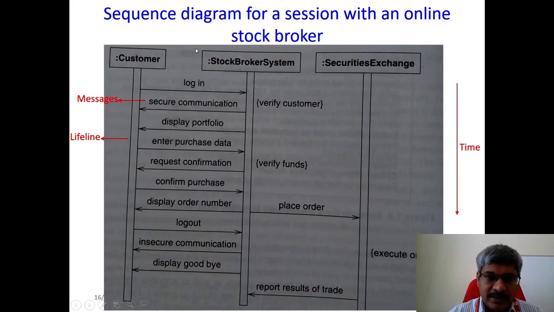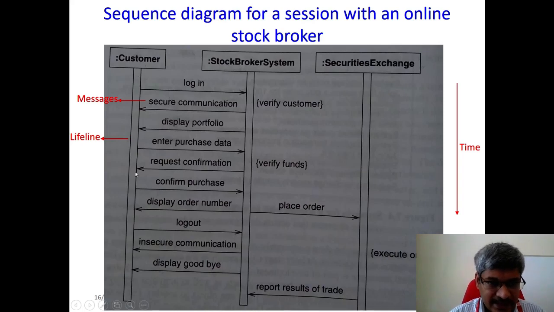There are several objects participating in this one. The customer object is there. In the earlier scenario we saw John Doe, who was a customer here. So that's an actor, and basically one of the objects. The stockbroker system is another object, and then the securities exchange, which is outside the system, is another actor, especially as far as use cases are concerned. So the securities exchange is also part of this sequence diagram.